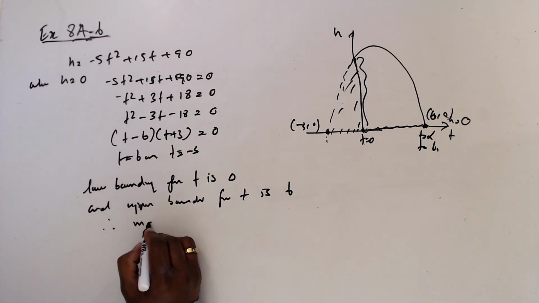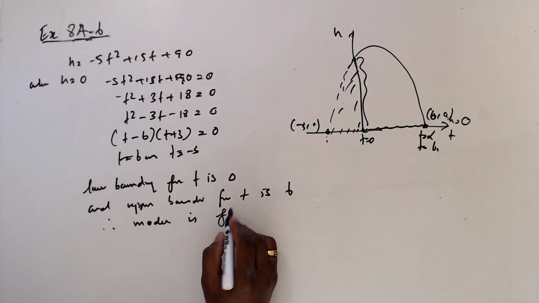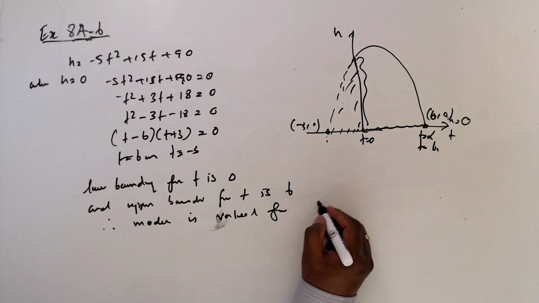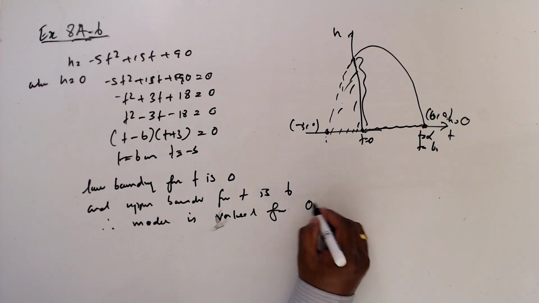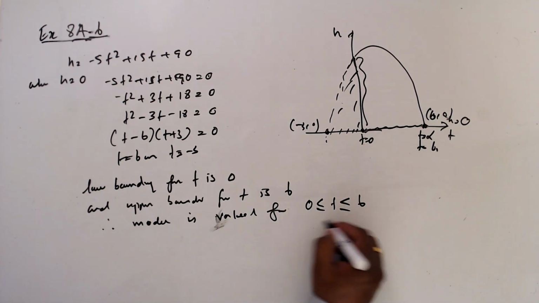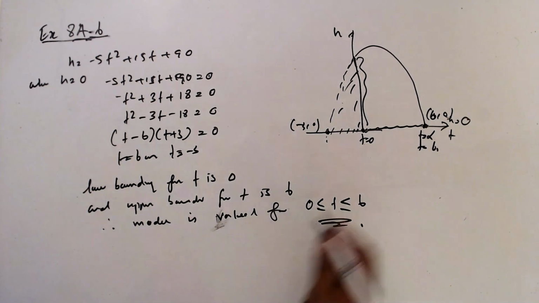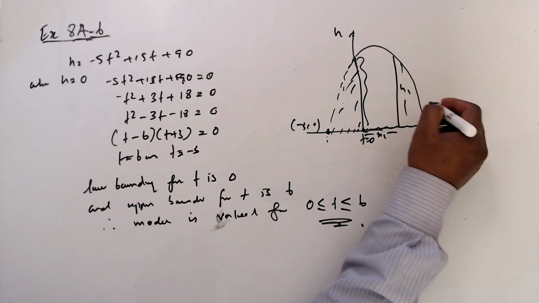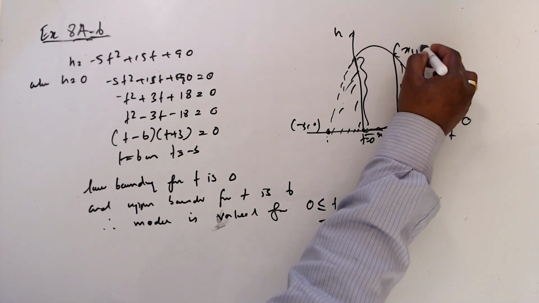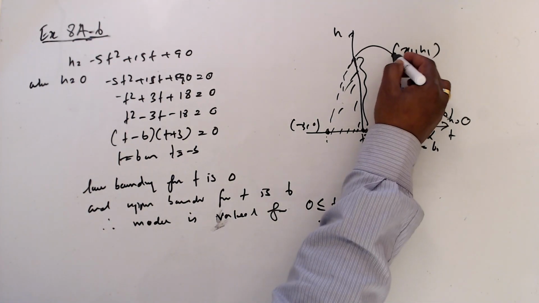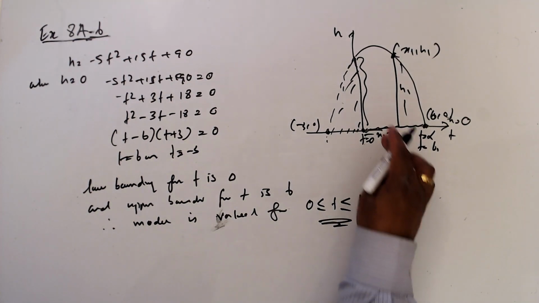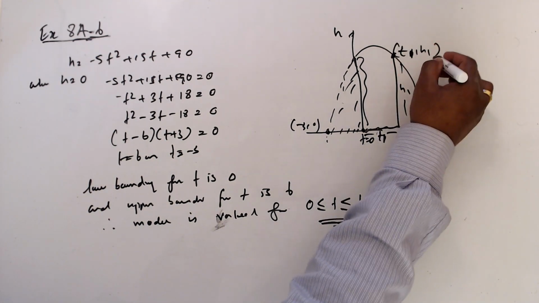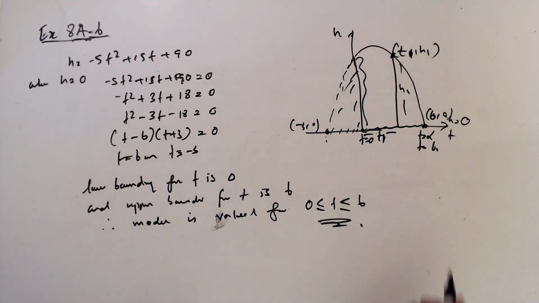Hence the model is valid for 0 less than or equal to t less than or equal to 6. If this is t1 and this is h1, the coordinate of this point is t1, h1. I wrote this for your general knowledge.